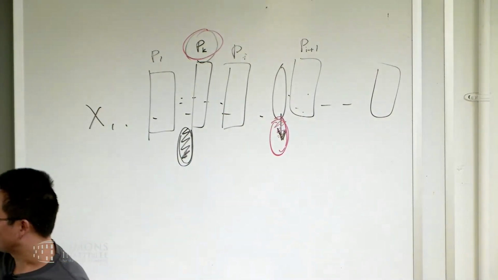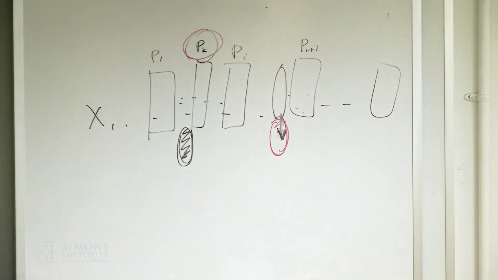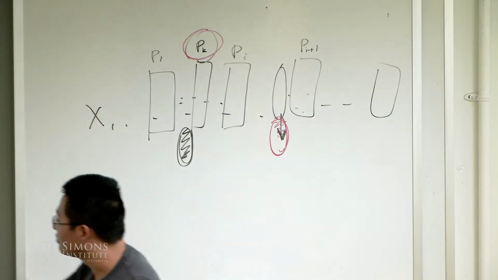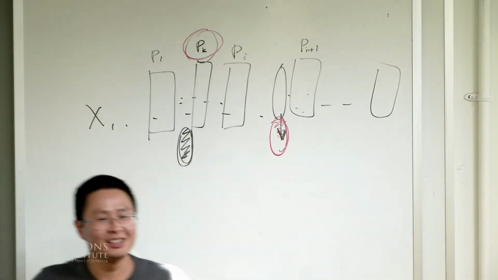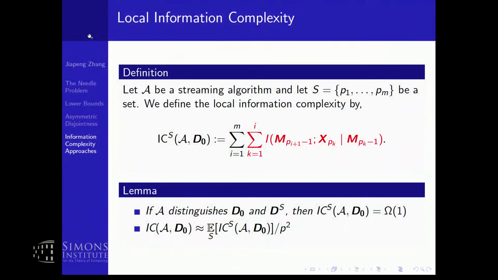So we show, as a lemma, that if we want to show A distinguishes D0 and DS, then this must be omega 1. You must remember something, omega 1, because if you want to achieve a constant distinguishing probability, such as 0.1, then overall you need to store some omega 1 information.